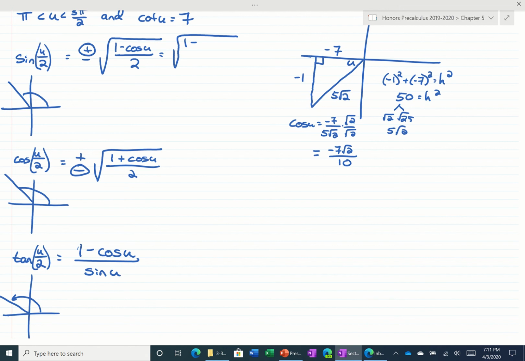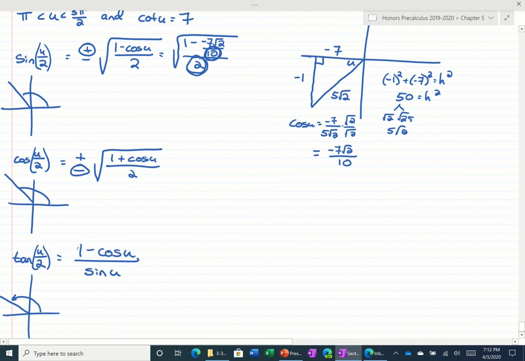So 1 minus the cosine of u would be negative 7 root 2 over 10, and divide the whole thing by 2. Now, what we want to do is try to make this denominator a square root of a perfect number, while also getting rid of the 10. So this is where it could get a little bit tricky. What can I make 2 into, a perfect square, while also getting rid of 10? If I can make the 2 into 100, that would get rid of the square root in the denominator, so I'd be taking the square root of 100.